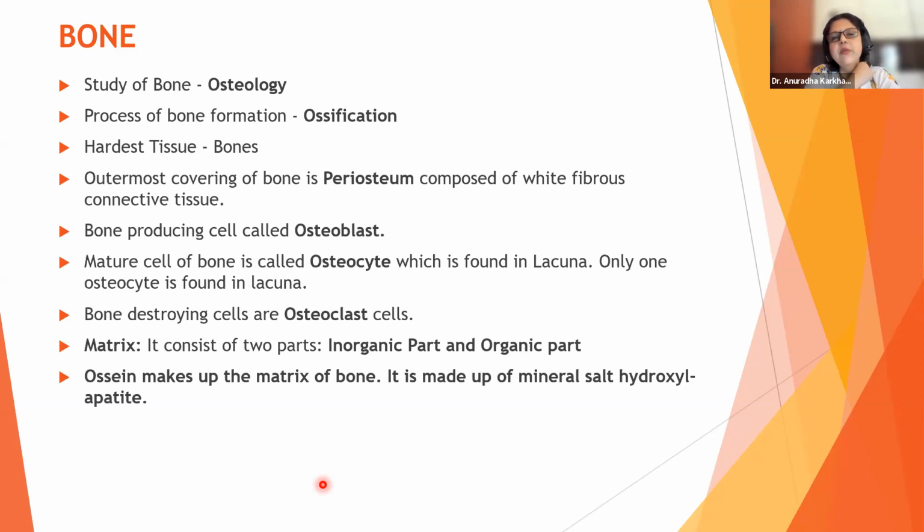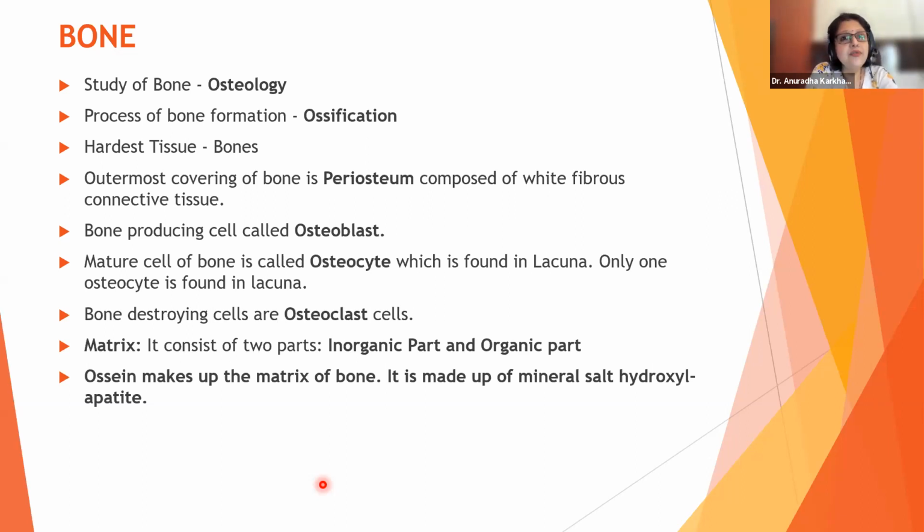Bone-producing cells are called osteoblasts. Mature cells of the bone are called osteocytes. They are found inside a hollow structure called the lacuna. Only one osteocyte is present per lacuna. Bone-destroying cells are called osteoclasts, like the chondroclasts we have seen.